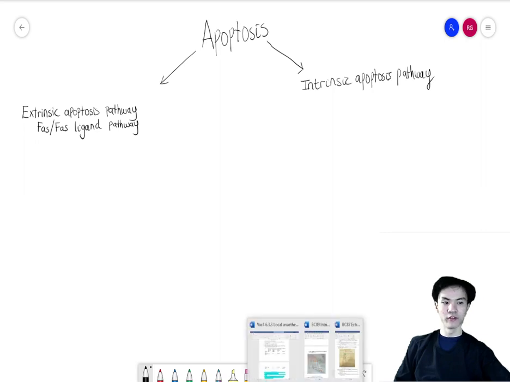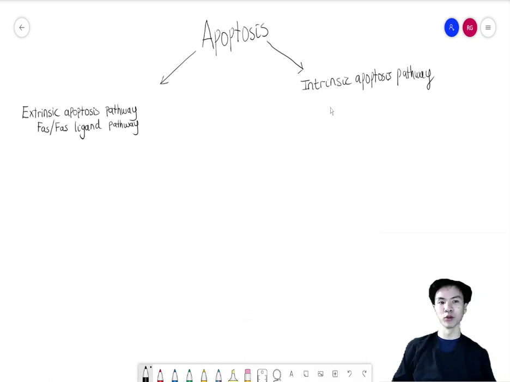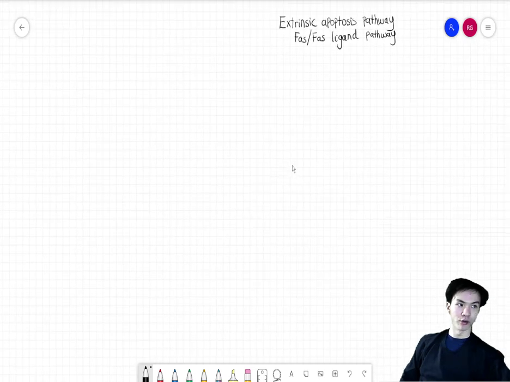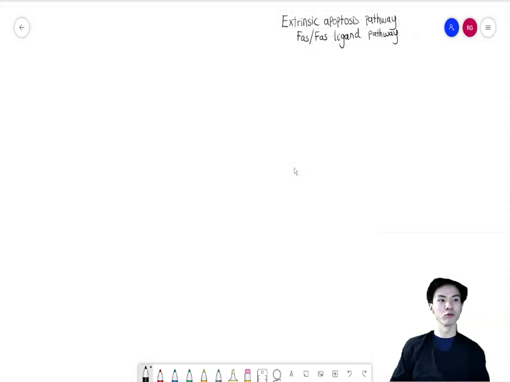Hello, welcome to my video on apoptosis, where I will be talking about the two different pathways that trigger apoptosis, which are the extrinsic apoptosis pathway, which is triggered by a ligand binding from outside the cell, and the intrinsic apoptosis pathway, which is caused by certain changes inside the cell. In the first half of the video, I'm going to be focusing solely on the extrinsic apoptosis pathway, simply because it is the simpler pathway.